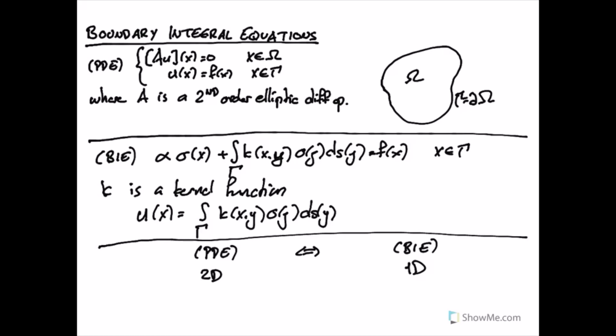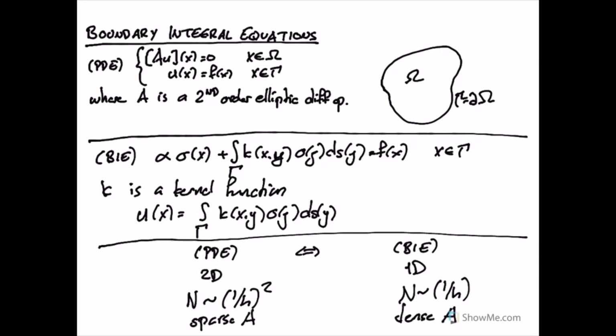So the number of degrees of freedom you would need would scale for the PDE as basically 1 over h squared, and for the boundary integral equation as 1 over h. So h here is the mesh refinement, like how finely do you discretize things in space. So this is a clear advantage. On the other hand, when you discretize the PDE, you get a sparse system A, whereas when you discretize the boundary integral equation, you get a dense matrix A. So this is something we'll need to deal with later on.